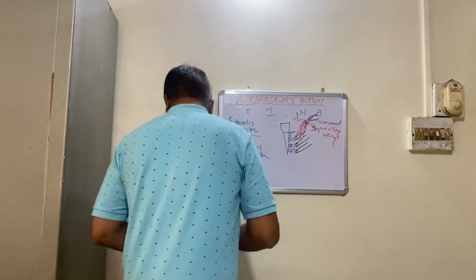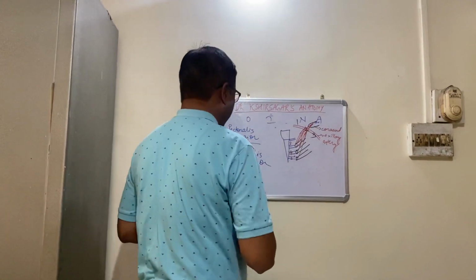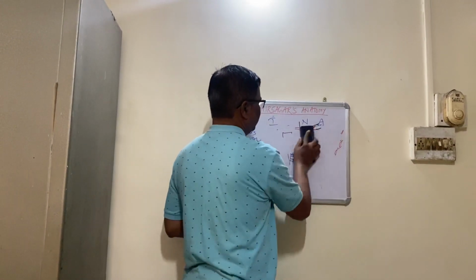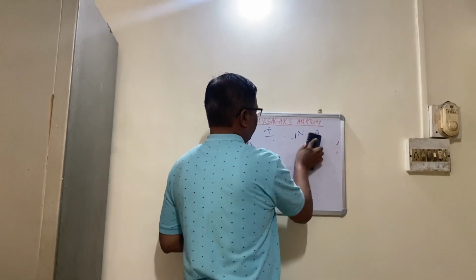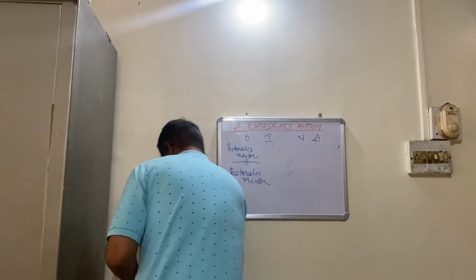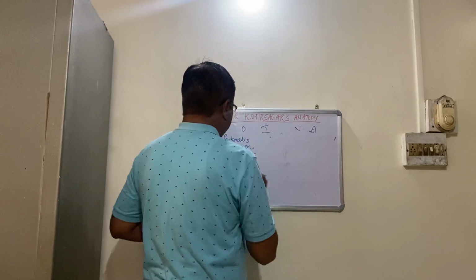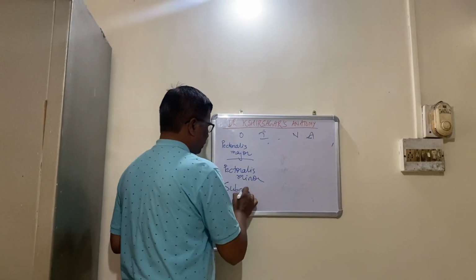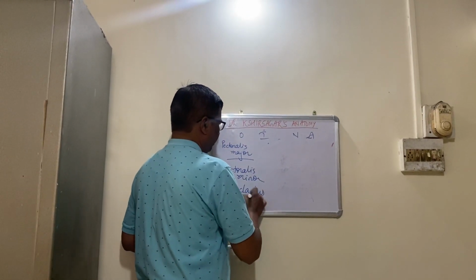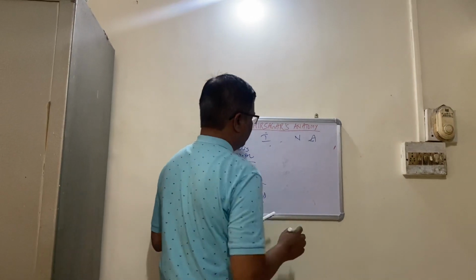Now the last muscle of this region, the small muscle of this region, is subclavius. Now we'll understand subclavius. It's a very small muscle but a very important muscle. Now subclavius is what?